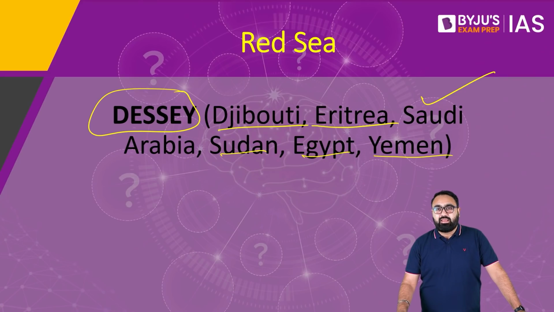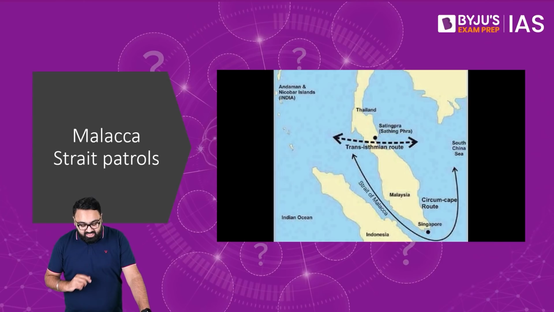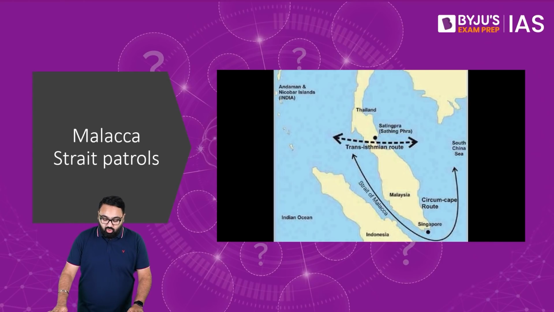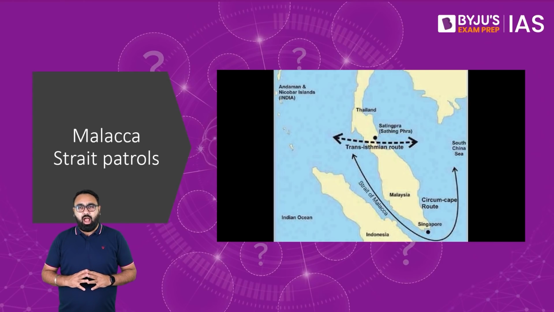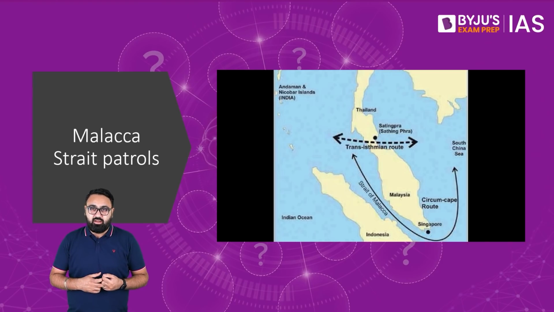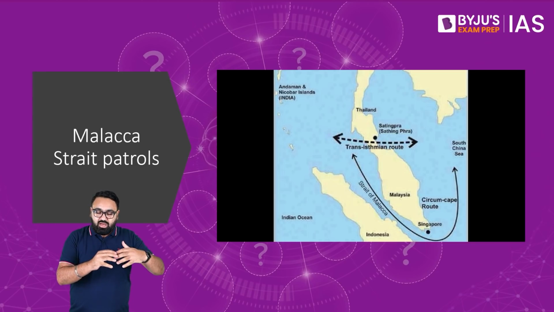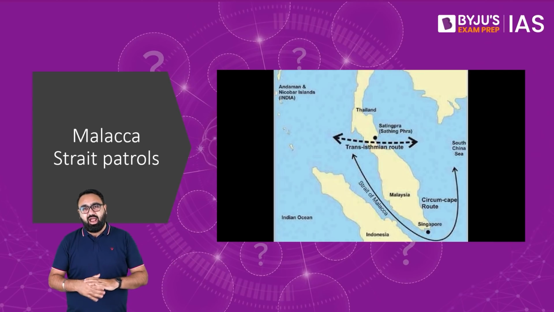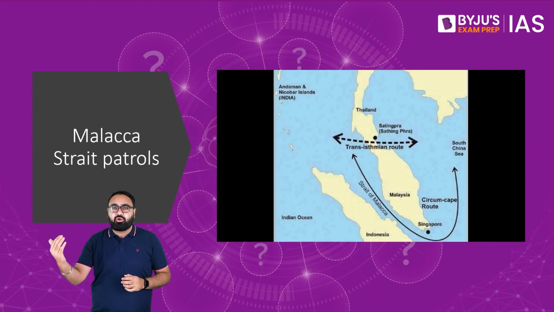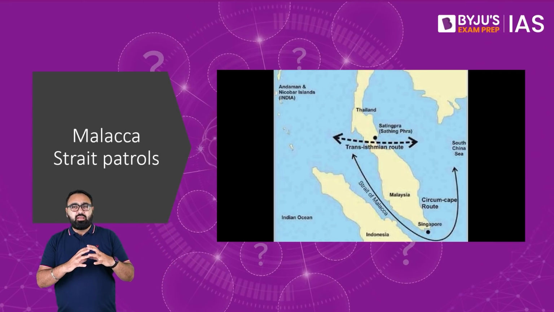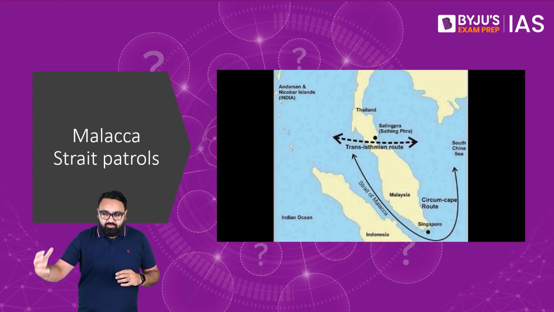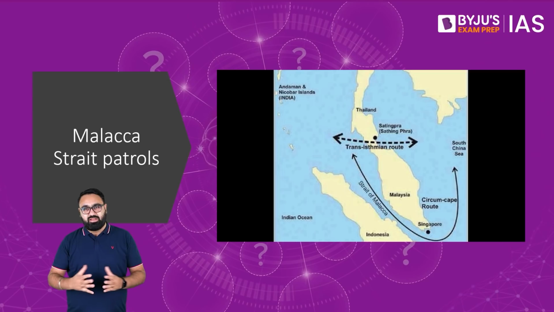So DESSEY can be a pretty good, simple, short way for you to remember the nations which surround the Red Sea. Next is the Malacca Strait patrols. Now, what is the Malacca Strait patrol? I'm sure all of you are familiar with the Malacca Strait, one of the most significant trade routes for nations across the world. Now, the countries that surround the Malacca Strait have come together and decided to patrol the area together. Patrol means make sure that their forces, their navies, their coast guards are present in those areas.